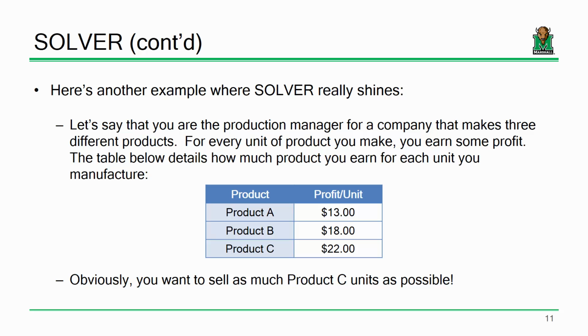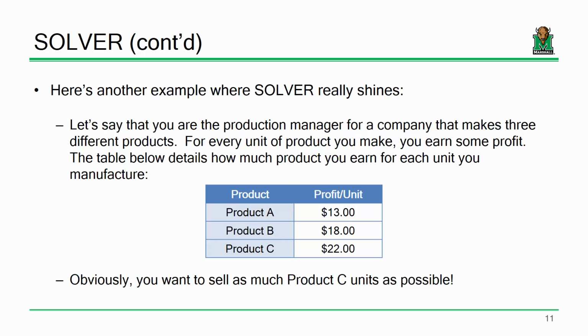Let's say that you are the production manager for a company that makes three different products. Now, for every product that you make, you earn some profit, right? If I make some widget and I sell it to somebody, I'm going to make some money off of it. Hopefully. That's the fundamentals of economics. Now, let's say I make three different products, a product A, a product B, and a product C.